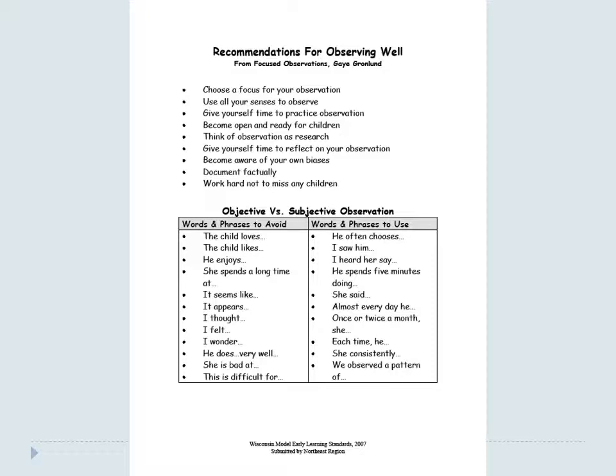Much of the materials being used for this training come from a book called Focused Observations by Gay Grunland. And this is a book which is very helpful in thinking about how to observe. Another book, Focused Portfolios, also by Gay Grunland, is very helpful in thinking about how to organize your observation data into a portfolio. So when you are observing and taking notes on what a child knows and is able to do, you really want to focus on using objective language in terms of really describing what you hear and what you see, rather than interpreting what you think that observation means.